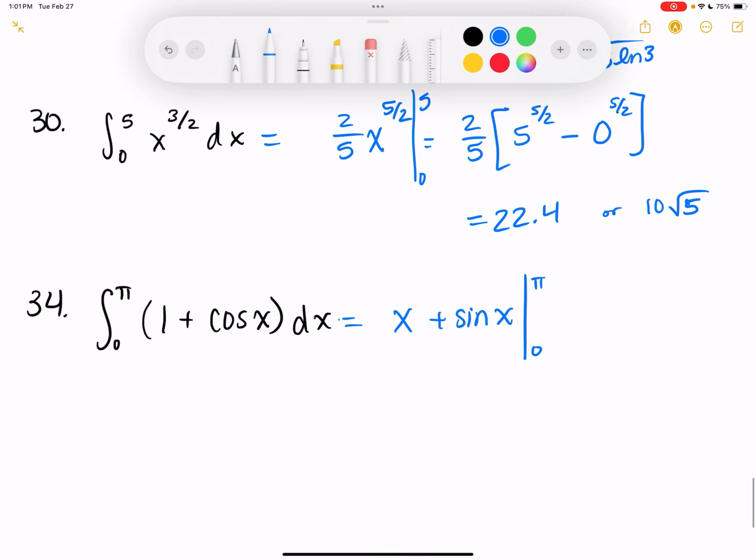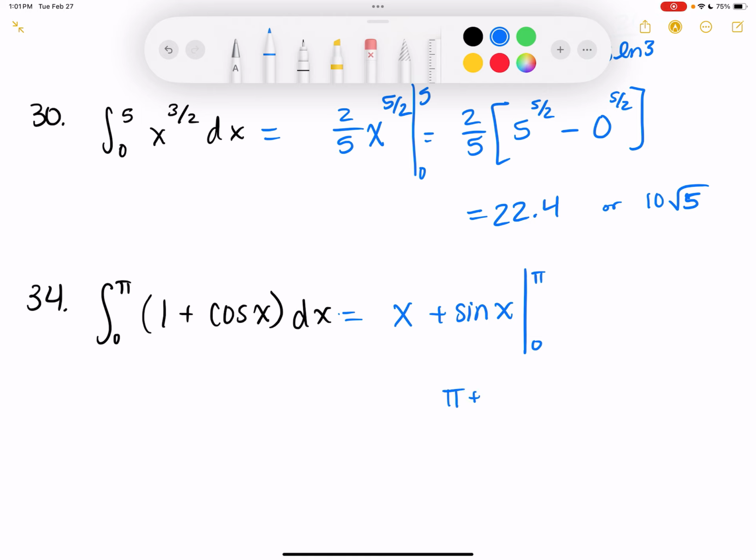So this would be pi plus sine of pi minus, don't forget, there's multiple pieces, you need to put parentheses around it, 0 plus sine of 0. What's sine of pi? Sine of pi is... Y-axis. Wait, where's pi? I know, pi's on the x-axis. Yeah, that's the cookie point. It's zero. Yeah, it is zero. That's another one.